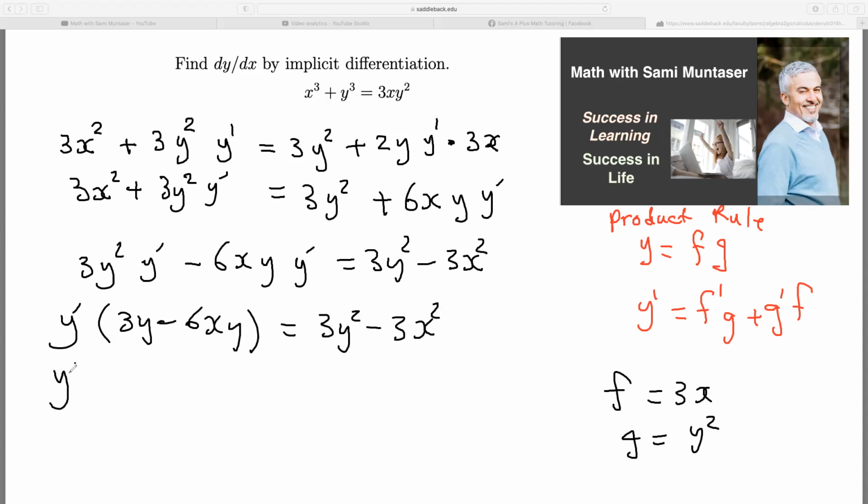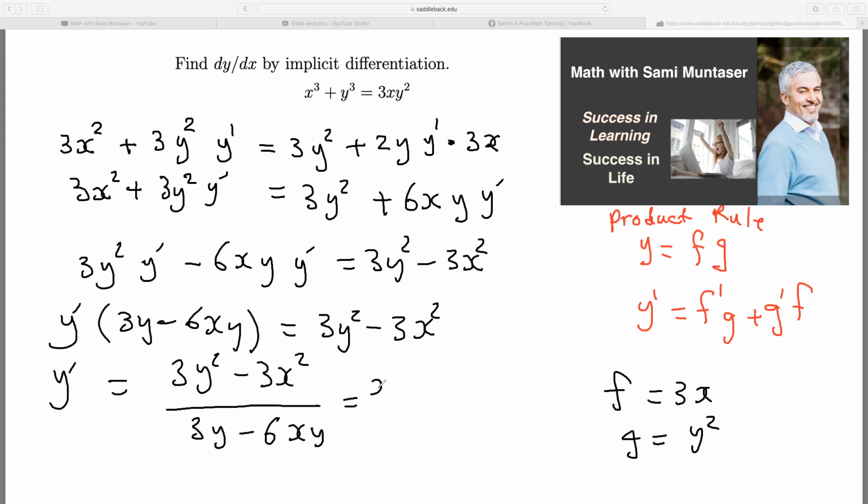Now y prime would equal, you divide both sides by this, and you'll end up with (3y squared minus 3x squared) over (3y squared minus 6xy), which equals, since all of them have coefficients that go into 3, you could divide everything by 3, and you end up with (y squared minus x squared) over (y squared minus 2xy). And I think we'll leave it like this. Again, y prime just means dy/dx.